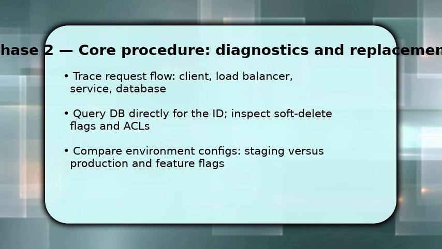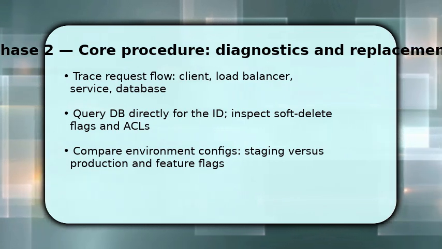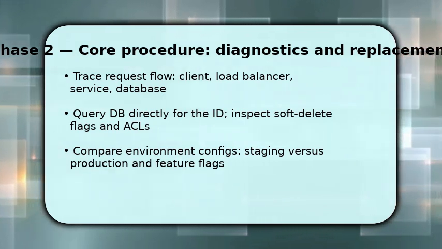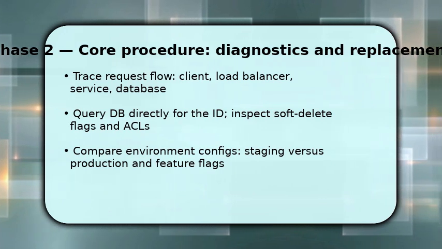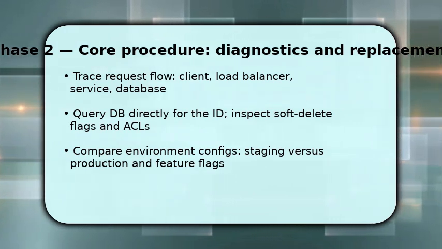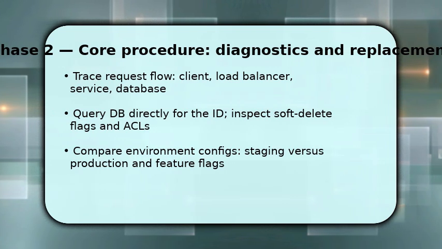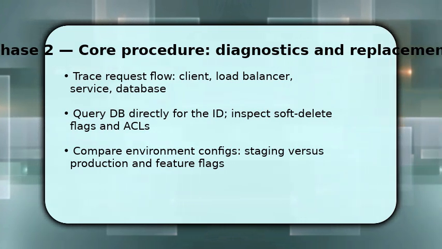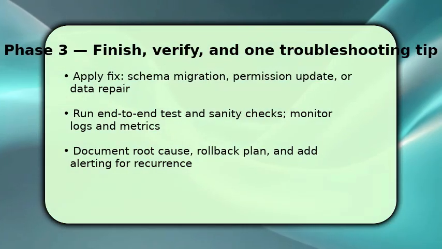Then compare environment configurations and feature flags between staging and production to catch inconsistent behavior. Once you identify a discrepancy, prepare a minimal reproducer. Apply the chosen remediation and then verify that the entity is resolvable.